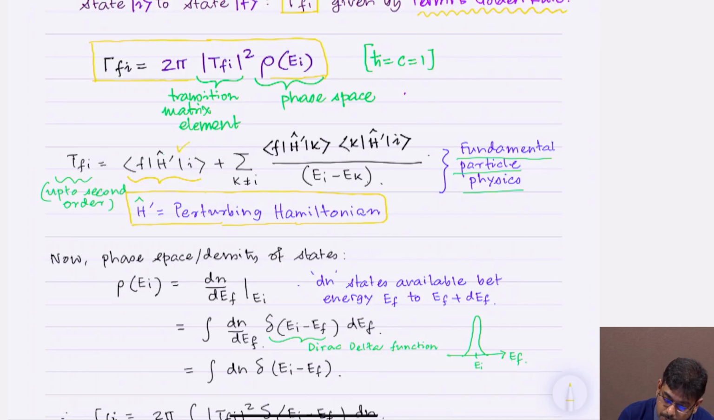What will be the second order term? The second order term will be the sum over all intermediate states through which the transition may occur. So, this will be the <F|H'|k><k|H'|I> / (E_I − E_k), where k must not be equal to I.